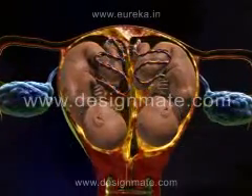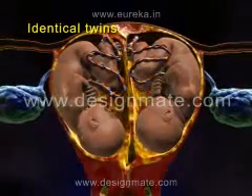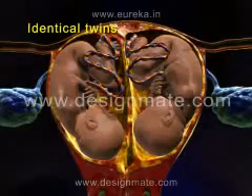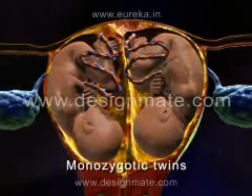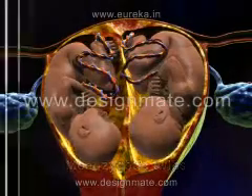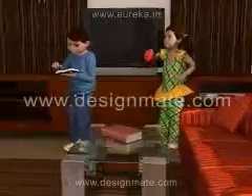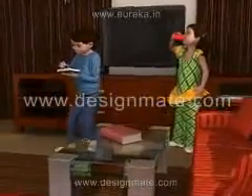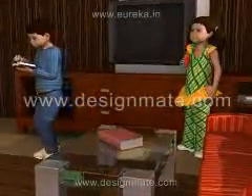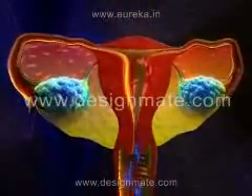Such twins, which are developed from a single ovum, are called identical twins. They are also known as monozygotic twins and are always of the same sex. Here we observe the twins who do not look alike and are of opposite sex. Let us study the formation of such twins by taking a look at the female reproductive system.